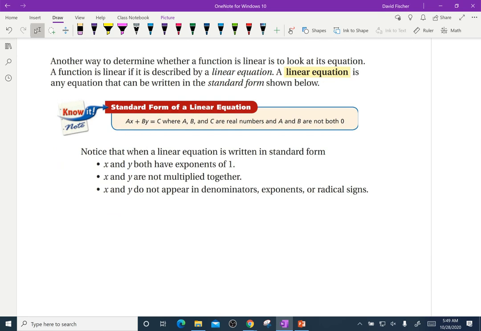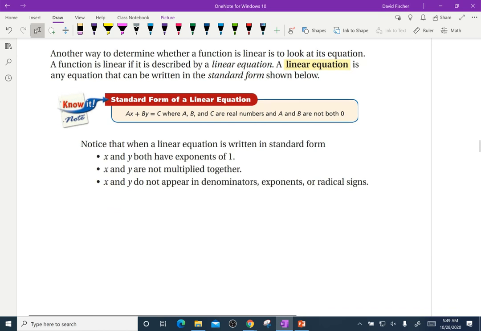Now, this is a very important concept here. Another way to determine whether it's a function is to look at the equation. A function is linear if it's described by a linear equation. A linear equation is any equation that can be written in standard form. Very, very important. Would you highlight this, please? This is called standard form. This is an example of standard form, highlighted in yellow because it's kind of hard to see.